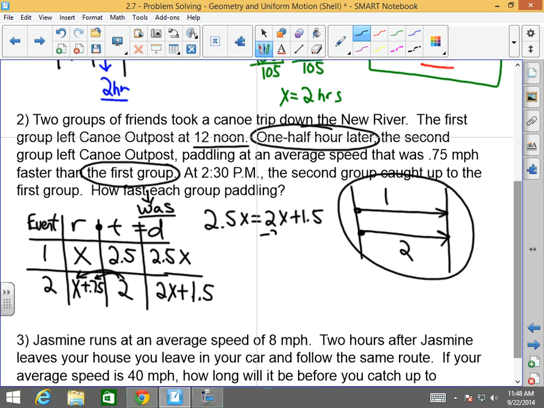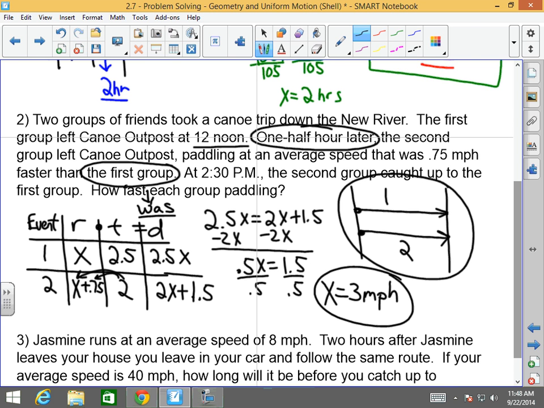Now you solve. Subtract 2x to both sides. You've got 0.5x equals 1.5, divided by 0.5. X equals 3, and this is a rate, miles per hour. How do you know it's a rate? Because that's what we were looking for, a rate.